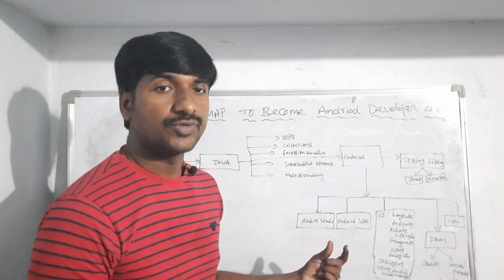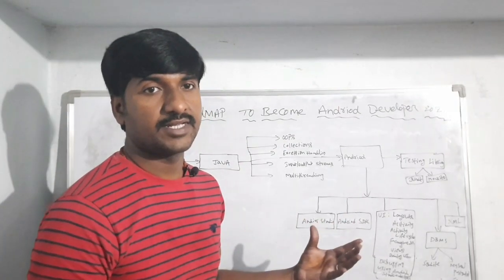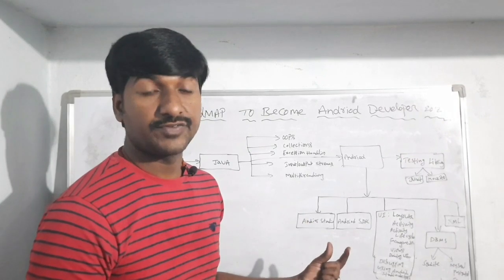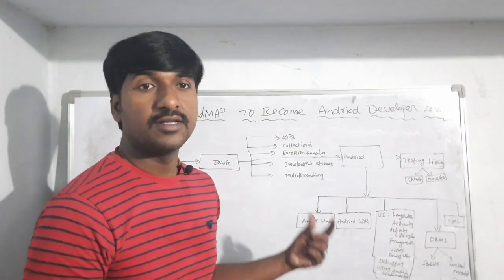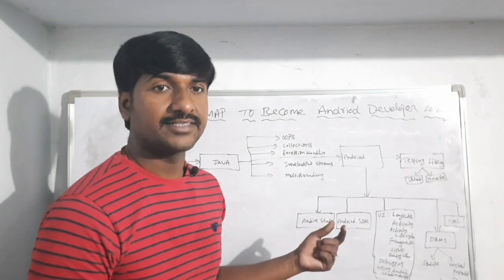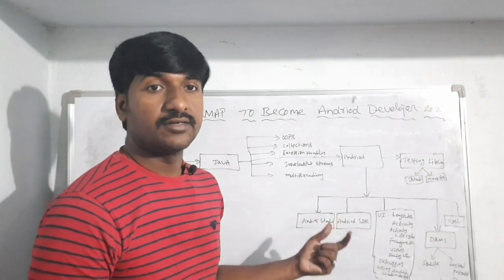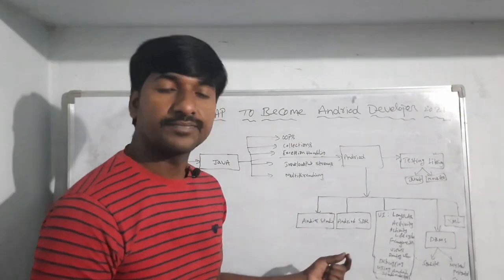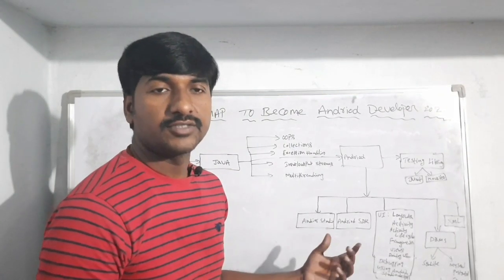Also, we have to concentrate on user interface concepts like static user interface and dynamic user interface. Static user interface means things like buttons, image view, text view, edit text, etc. Dynamic interface concepts means things like views and recycler views.